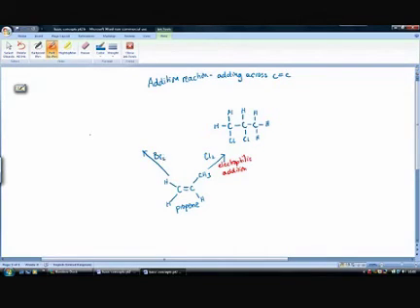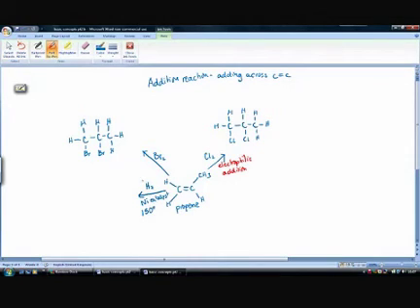Now similarly, bromine can behave in the same way as chlorine. This is actually a test for unsaturation. So if you've got a compound and you don't know if it contains a carbon-carbon double bond, you add bromine water, and if the bromine water discolors, then you have an unsaturated compound.